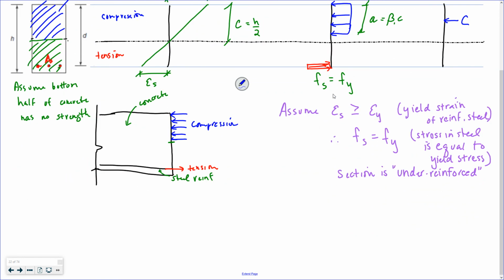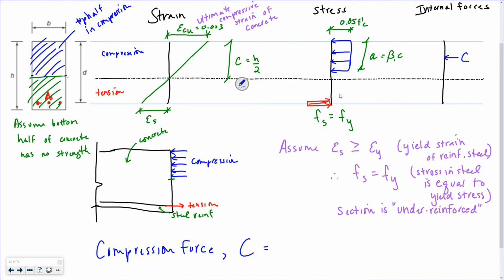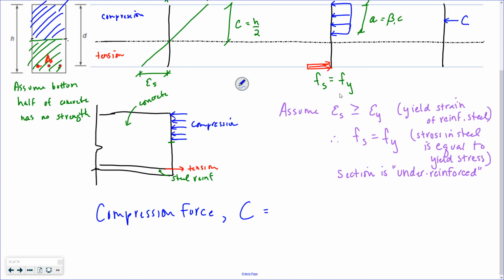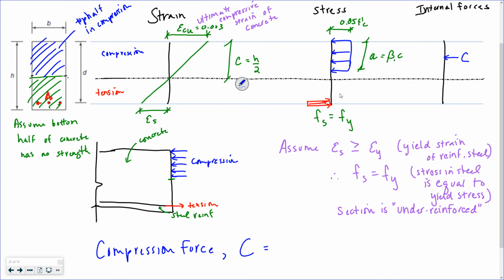Right? I need to resolve this stress into a force. So the magnitude of it is, oops, come back a little bit. The 0.85 F prime C, right? That gives me a PSI or a KSI, depending on what values I use.